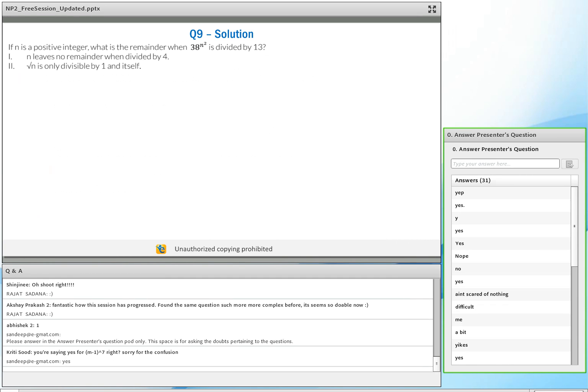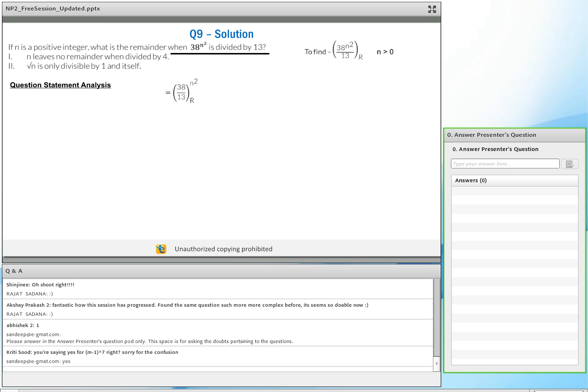All right. So we have to figure out what's the remainder when 38 to the power n square is divided by 13. Before we even go into statement 1, there's a lot of information given in the original question statement, which I'm going to analyze. So this is what we need to figure out, the remainder of 38 to the power n square divided by 13. To do this, what's the first step we do? We express 38 in terms of 39. We use the concept of negative remainders. That's something that should have jumped at you right away.